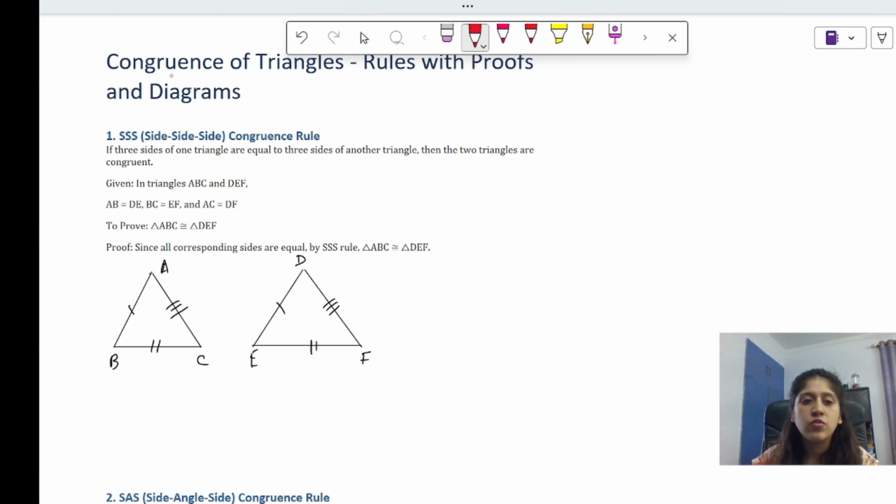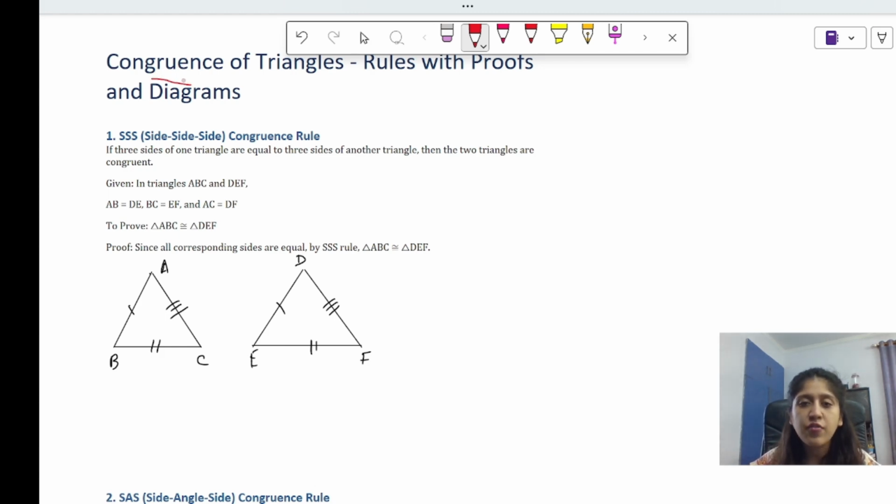First of all, we have two topics in this triangles chapter, alright, which are very important. The first one is congruence and the second one is similarity, alright. So we have to do both of them. First, we'll start with the congruence of triangles.